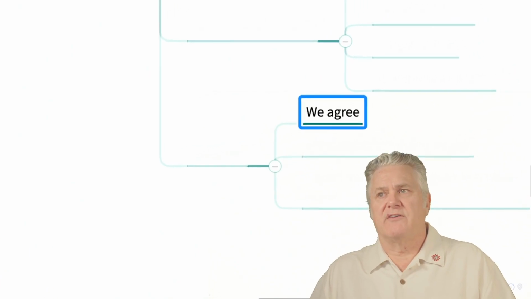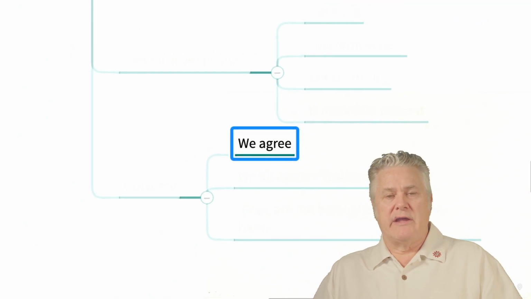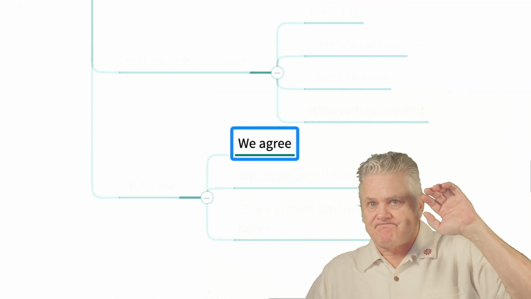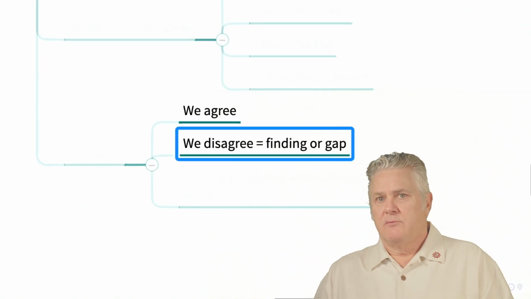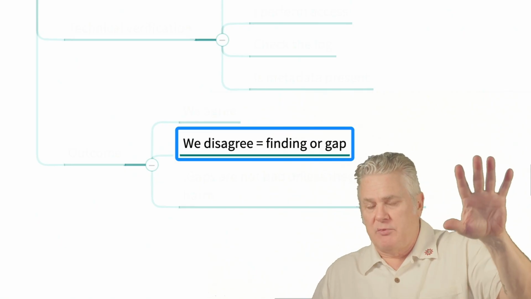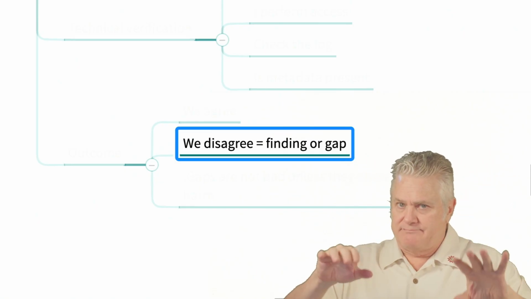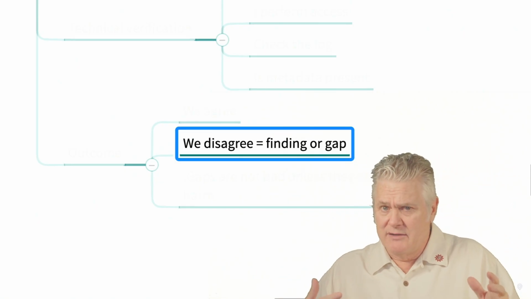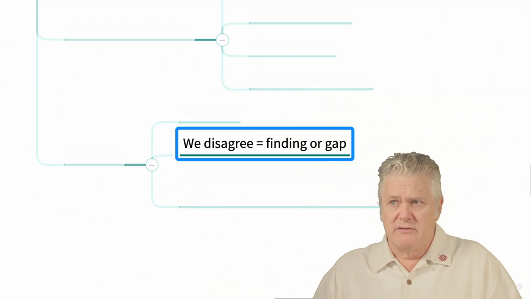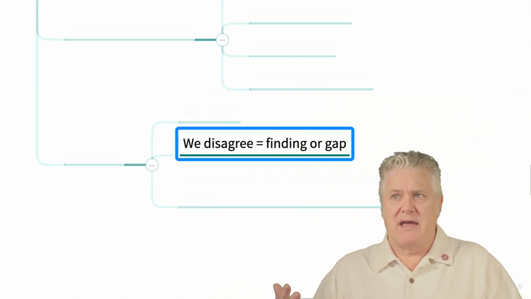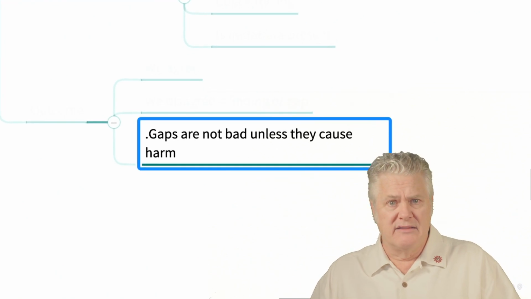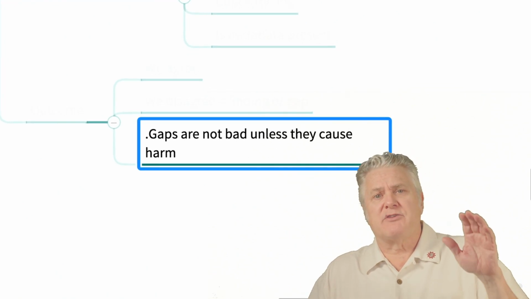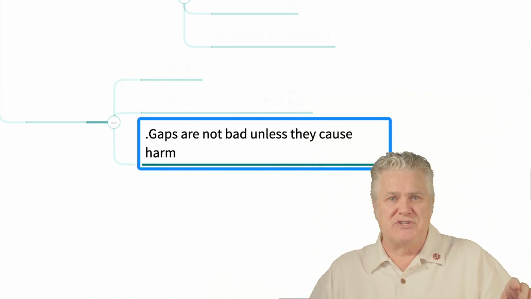What are the outcomes of this? Well, we agree. The control was supposed to be there and it was. We disagree. The control was supposed to be there and you couldn't prove it. It may have been there, but it may have been misconfigured. So we have a finding or a gap at that point. Now, realize that gaps are not bad unless they cause harm. We'll talk about the results of the audit at the end of this presentation.